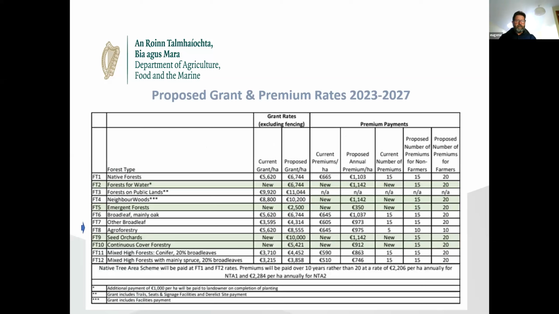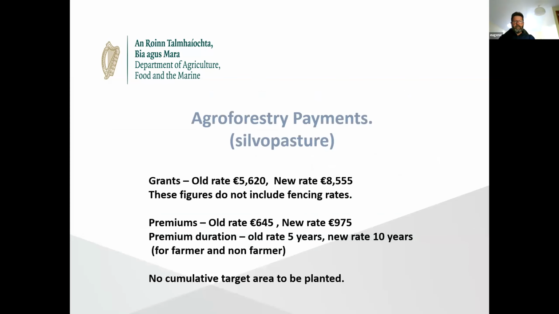So next slide, please. I'm not going to quiz you on all the figures there, but just to give you an idea, there are all these forest types now, FTs, and you see at the top there you've got native woodland, which is the native woodland scheme, and then there's forests for water, which are forests targeted at protecting water. And you can see there's a lot of new variation in the proposed planting. So there at FT8 is agroforestry. And if we move on to the next slide, please.